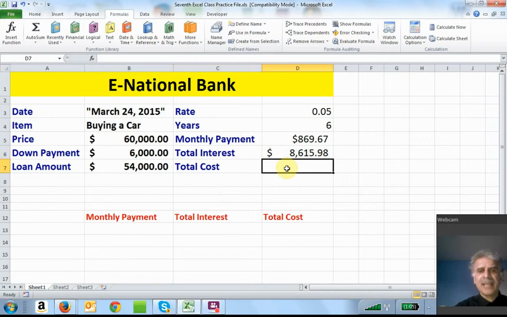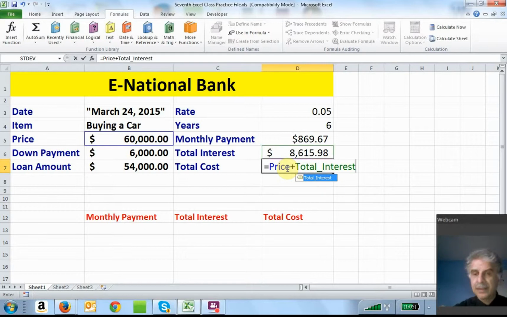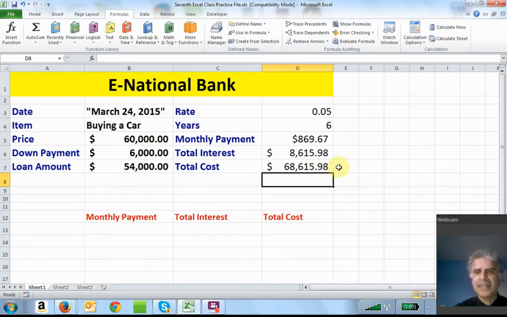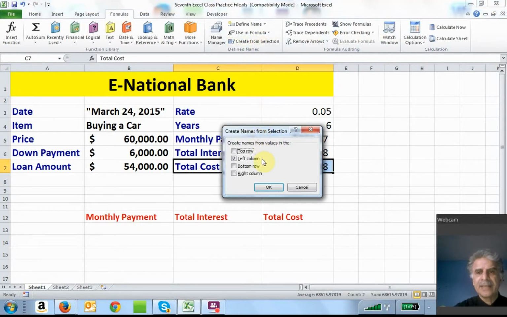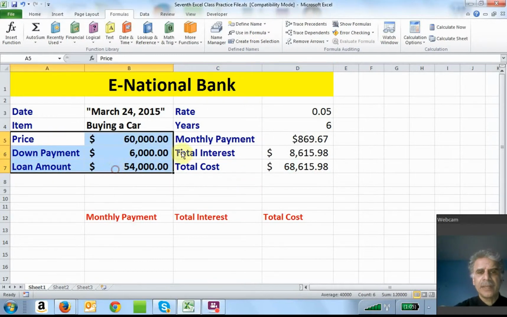Now, if somebody asks me to find out the total cost of this car, I know I already have price, plus I have to come up with the total interest, which I already came up with. So total. So this car actually cost me $68,615.98. Again, let me try to assign name. So I assign name to all of the values here from here all the way.